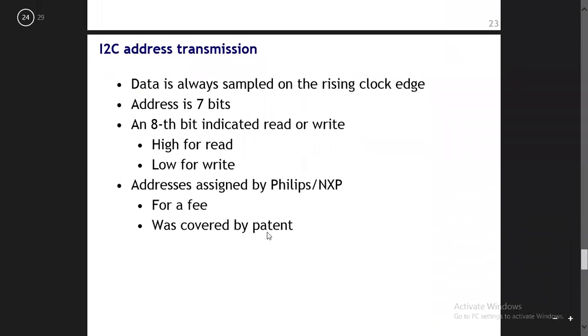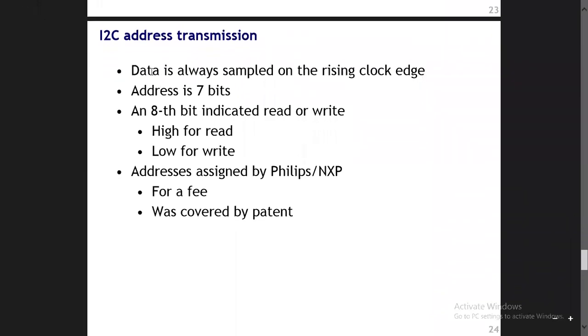So after the start condition, I2C basically conveys the address of the receiver. Means what is the address transmission? Data is always sampled on the rising clock edge. So what it means is that whenever data is available on the data line, it can be sampled on the rising edge of the clock. So rising means when the clock line is changing state from low to high. This is a rising clock edge. Data is always sampled on the rising clock edge.